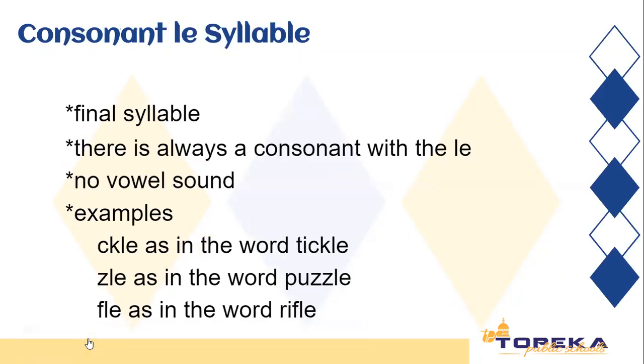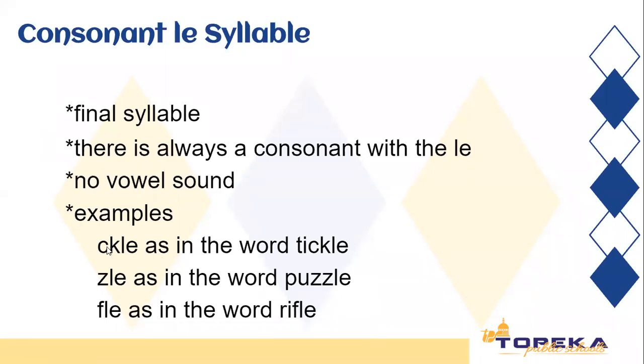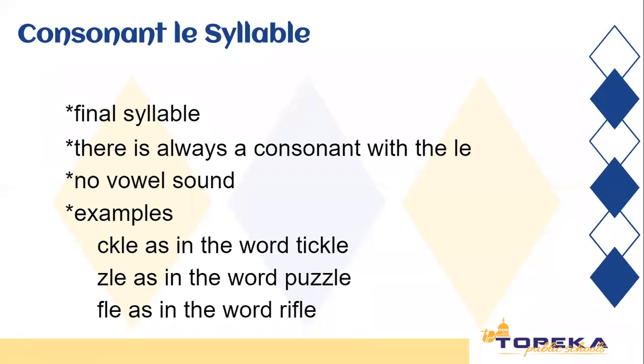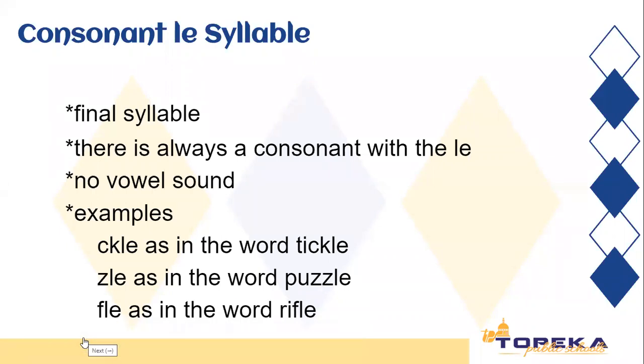The next syllable type is consonant LE. This consonant LE is always the final syllable in a word. And there is always a consonant with the LE, and there is no vowel sound. We said that a syllable always has a vowel, but notice that the vowel doesn't always make a sound, just like it didn't with our R-controlled vowels, such as in the word turn. So let's look at the word tickle. C-K-L-E goes with tickle. We kept the C and the K together because we know those letters work together to make the one sound. Z-L-E as in puzzle. That first syllable would be P-U-Z, and the second syllable would be Z-L-E because we divide double consonants in the middle. And F-L-E as in the word rifle.